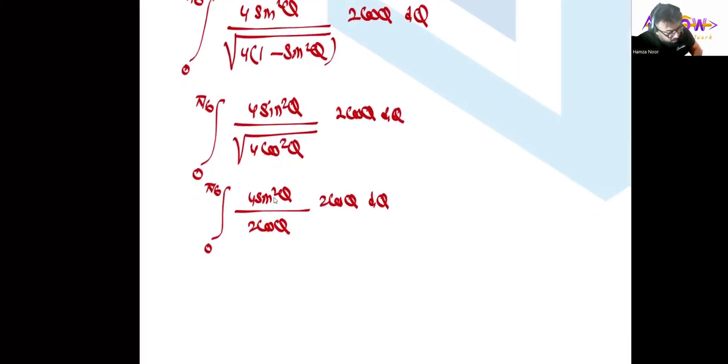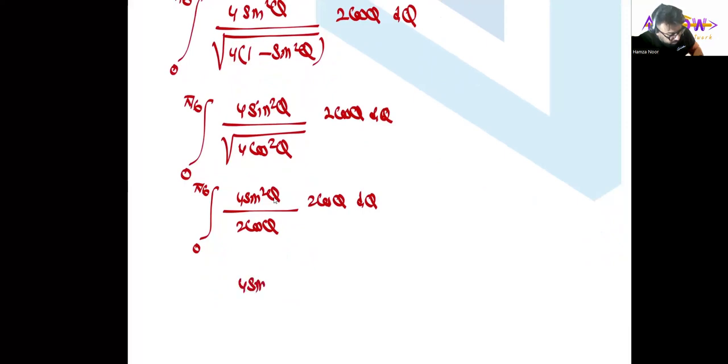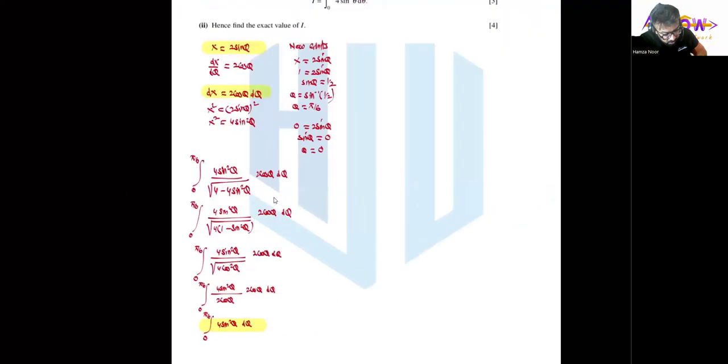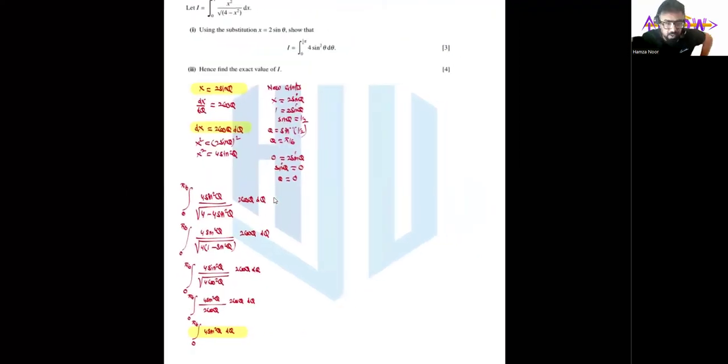This whole fraction is multiplied by 2 cos theta times d theta, with upper limit pi over 6 and lower limit 0. Then we can see that this 2 cos theta and 2 cos theta cancel out, and therefore you are left with this. Your integrand is only 4 sine square theta now. So 4 sine square theta with respect to theta, with upper limit pi over 6 and lower limit 0. Therefore, we have achieved the requirement of part 1 in this way. So now let's move on to part 2.